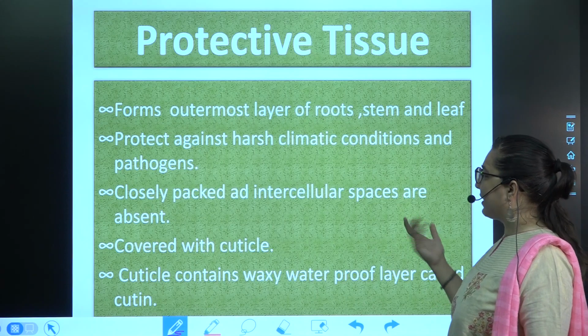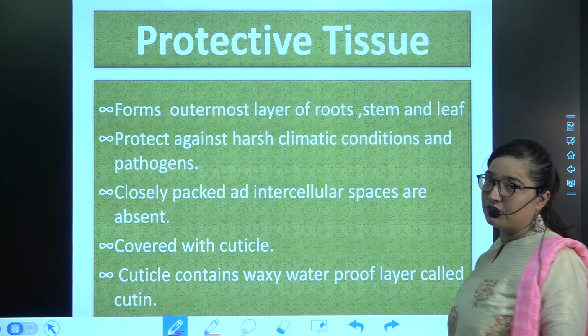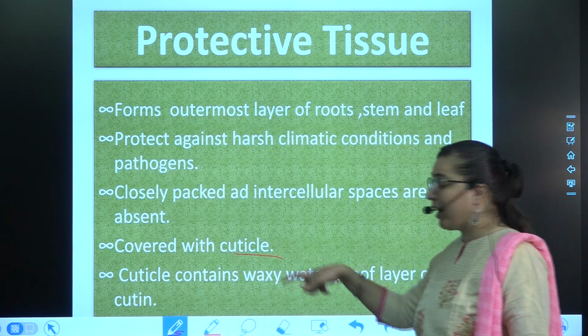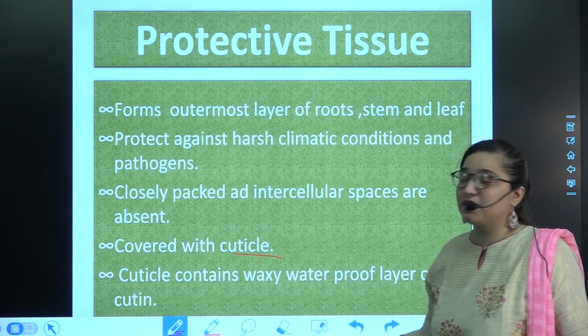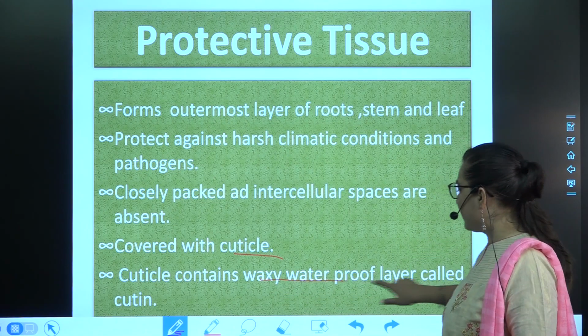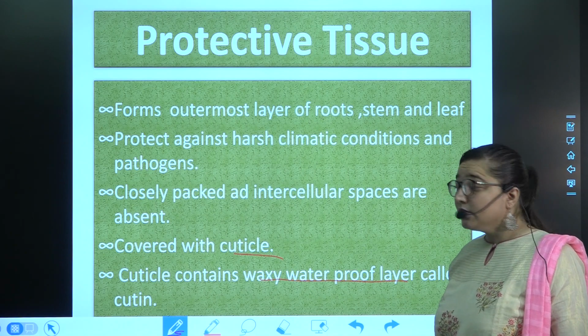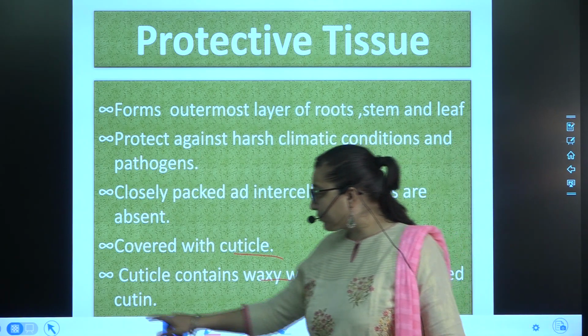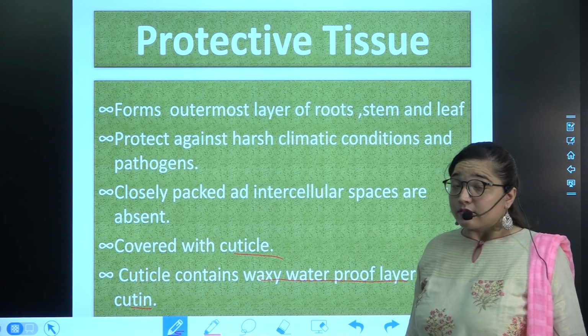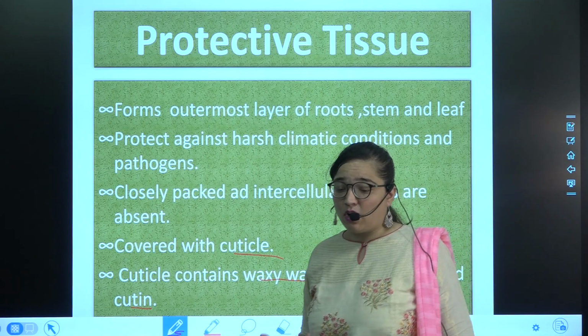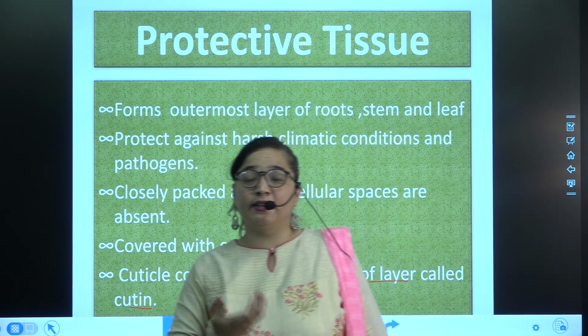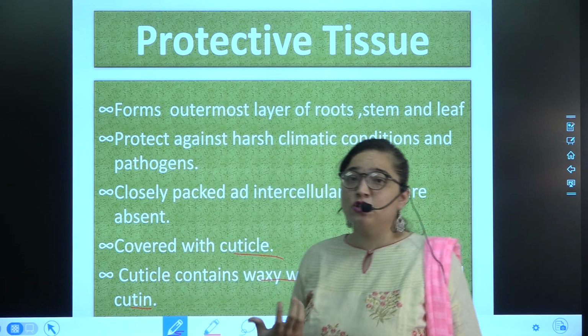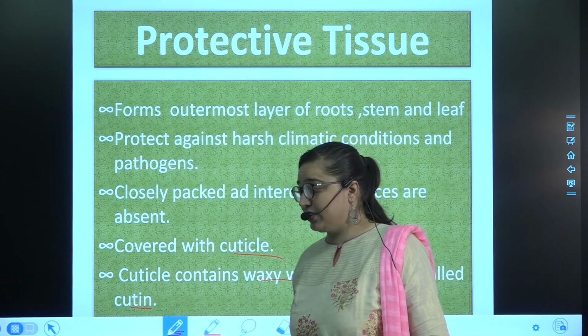They are closely packed and intercellular spaces are absent. They are covered with cuticle. Now you might be thinking, what is cuticle? At the bottom it is written: cuticle. It is the waxy waterproof layer of cutin. Like you have lignin and pectin, in the same way suberin is there and cutin is there.